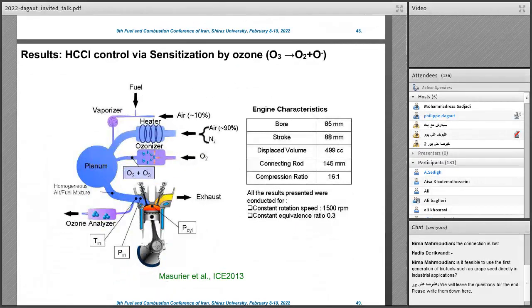So we ran some experiments a few years ago with an engine running under HCCI conditions, and we fed the engine with ozone. So we produce ozone with this device here, and send ozone to the plenum, where we have both air and fuel. And we have this homogeneous mixture which is formed there, and here we can control the concentration of ozone that we are sending to the engine.